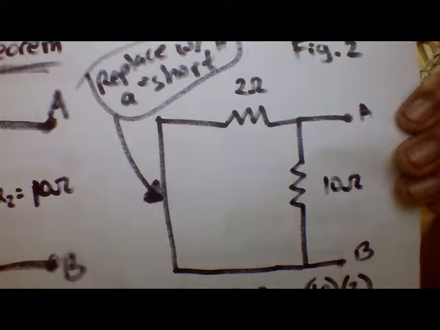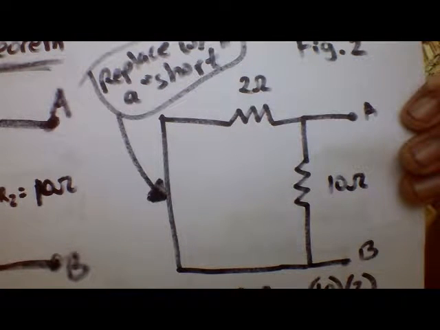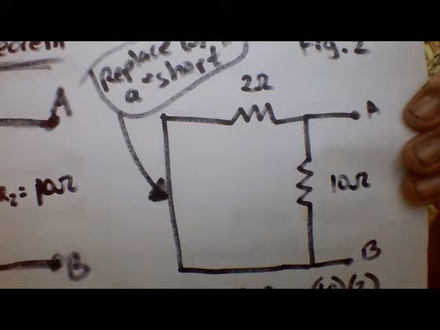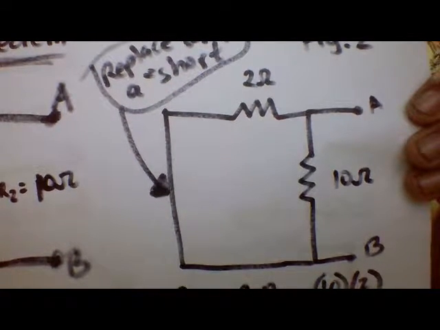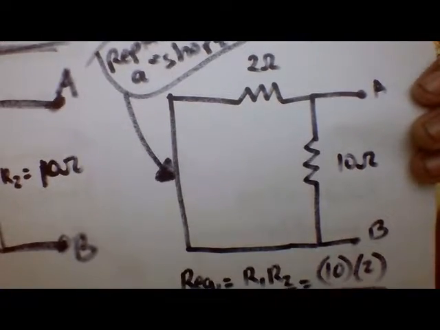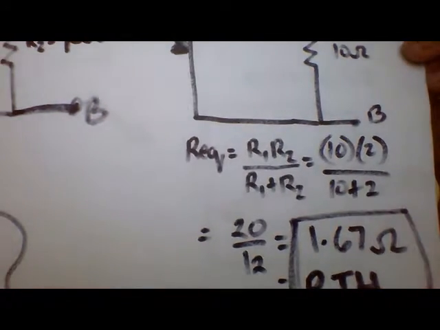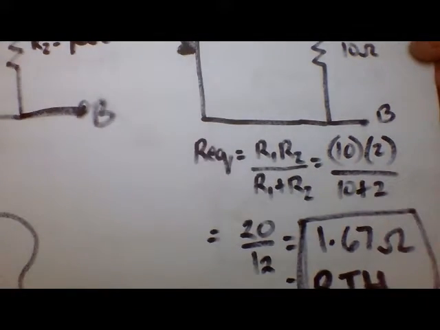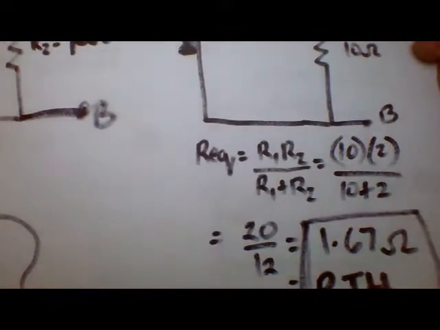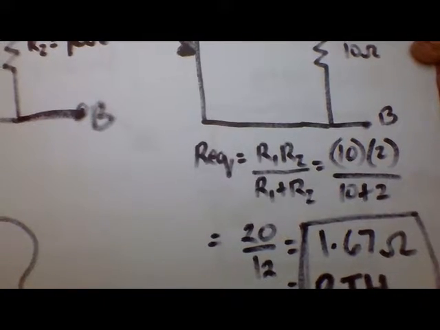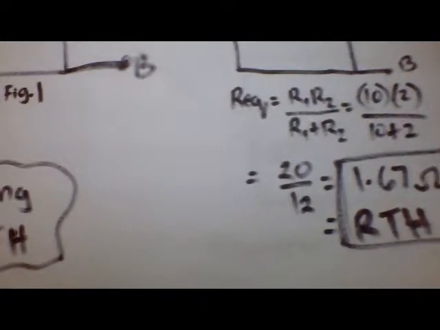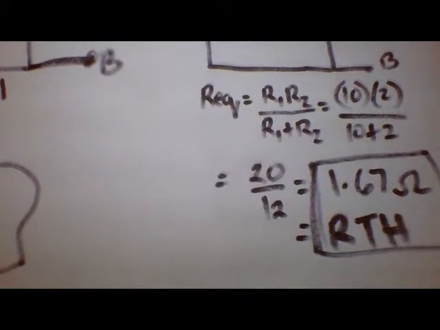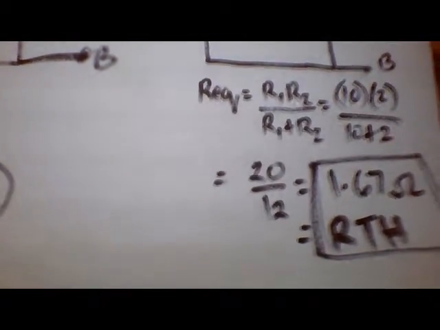Now the two resistors are connected in parallel, so we can apply the parallel circuit rule to find the equivalent resistance. How can we find the equivalent resistance? We apply product over sum. R1 times R2 over R1 plus R2 is equal to 10 times 2 over 10 plus 2. Therefore, we can conclude that the Thevenin's resistance is 20 over 12, or 1.67 ohms.